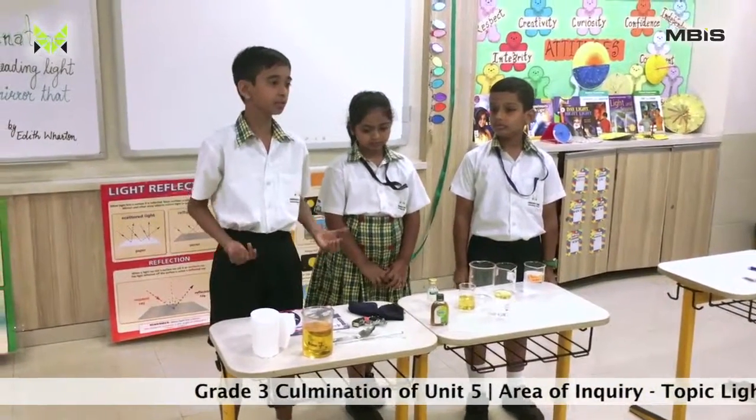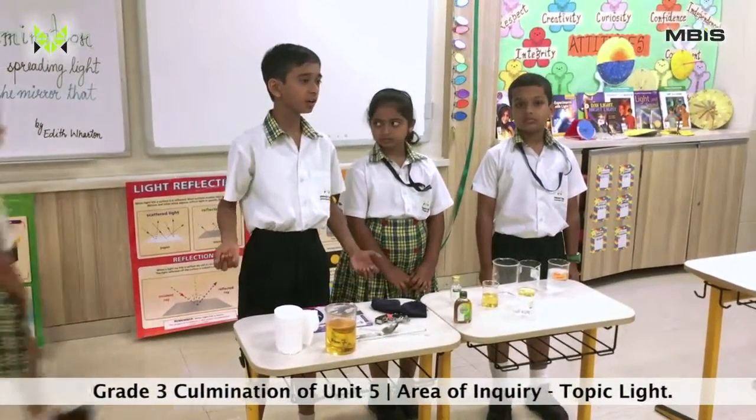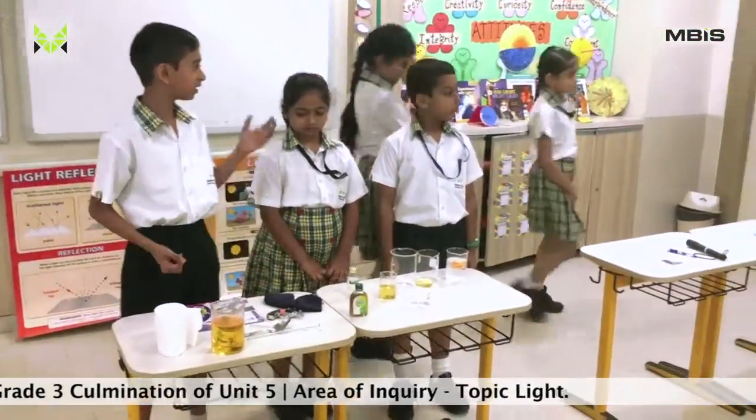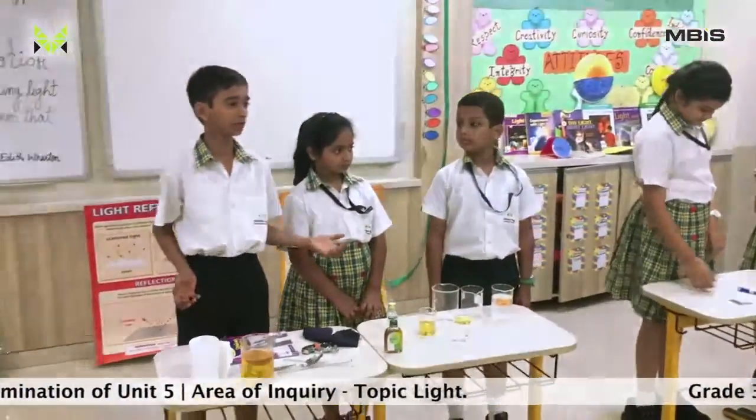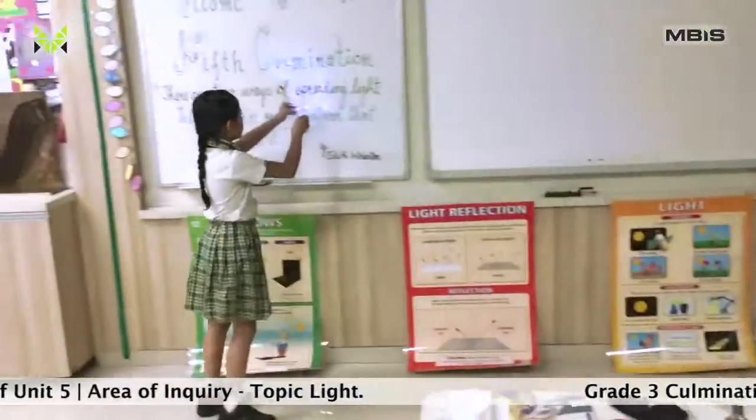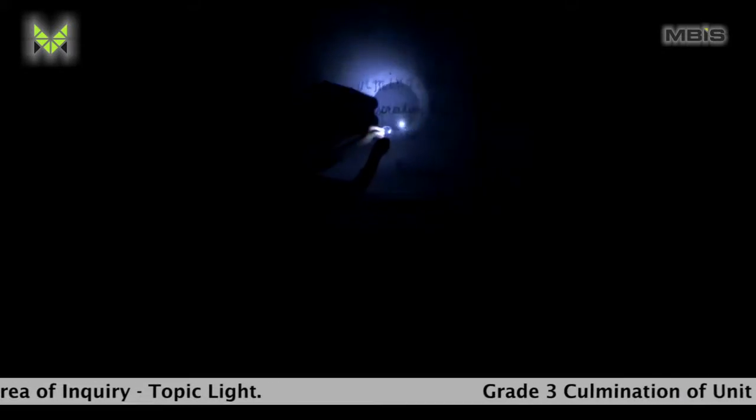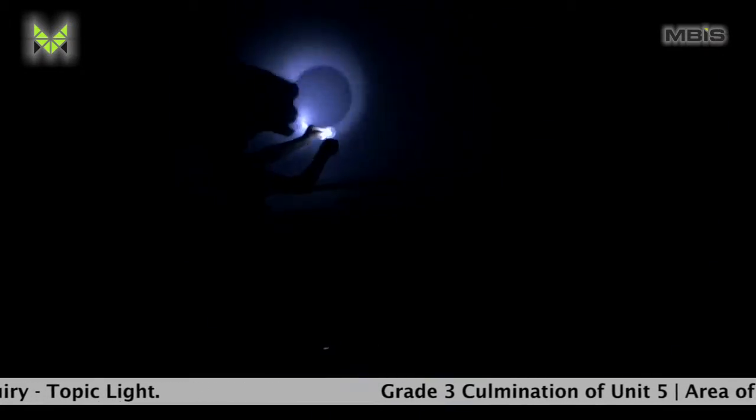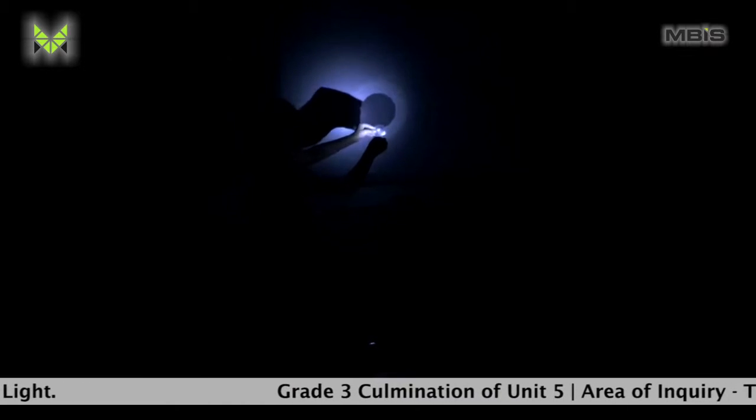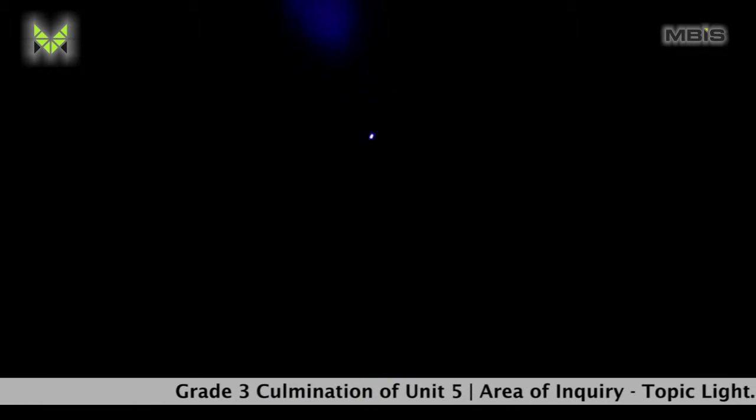There are two types of lenses, concave and convex. Now my friends Ariana and Vinisha will explain about it. A concave lens is thinner at the middle and thicker at the edges. It is also called a diverging lens. Concave lenses are generally used for correction of short-sightedness.